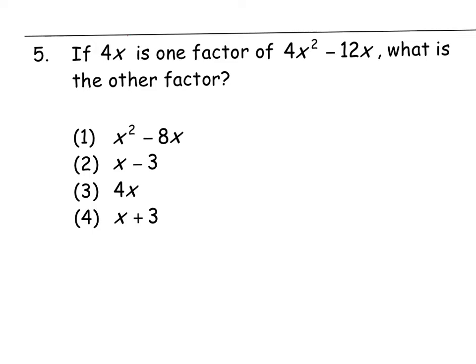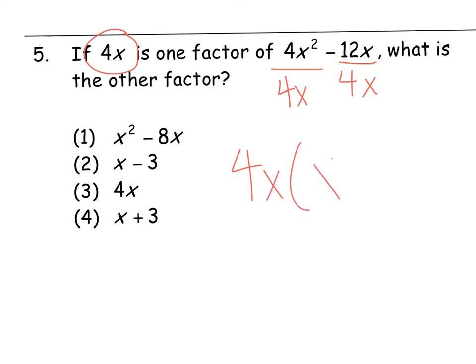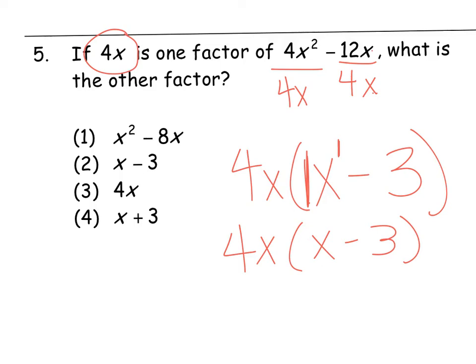Number 5 tells us 4x is a factor. If I'm telling you one of the factors, you should divide it out by that factor. So when I divide out by the factor, I'll be left with x minus 3. 4 divided by 4 is 1. X squared divided by x is x to the first. Negative 12 divided by 4 is negative 3. And x over x is just 1, it cancels out. So really you're looking at 4x times x minus 3. So the other factor is going to be x minus 3. Please don't pick 4x. I'm already telling you 4x is the factor, so it's not the other factor as well.